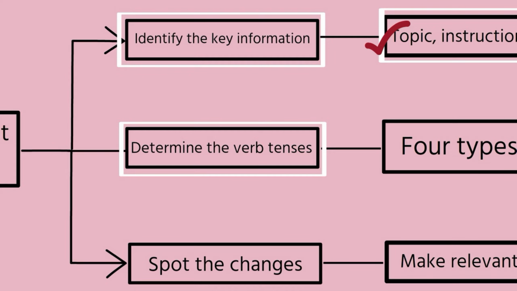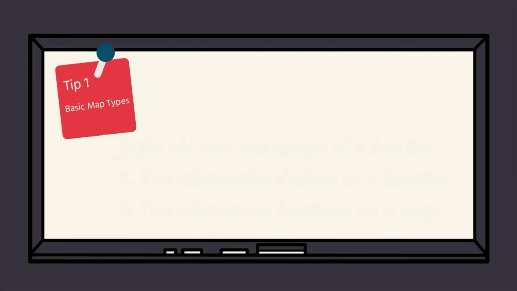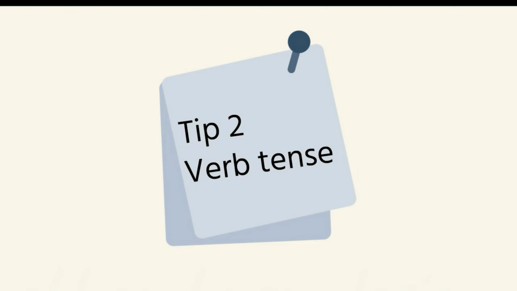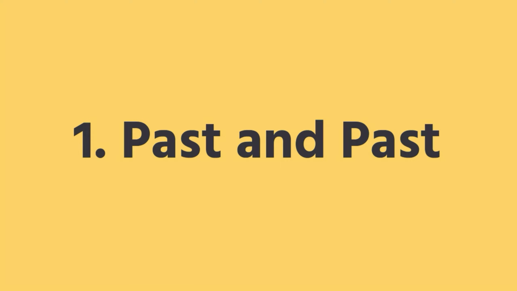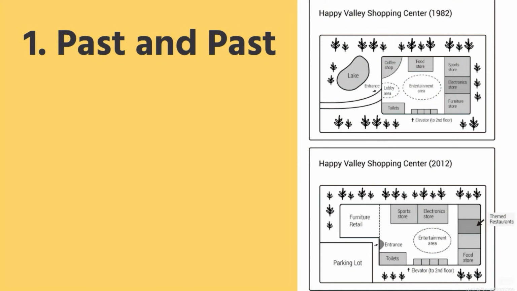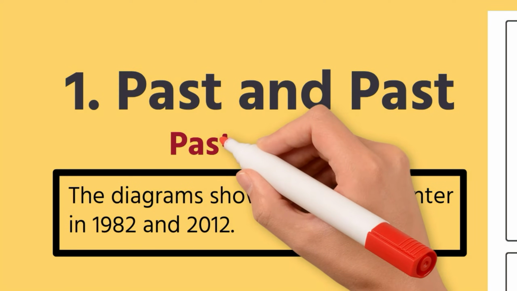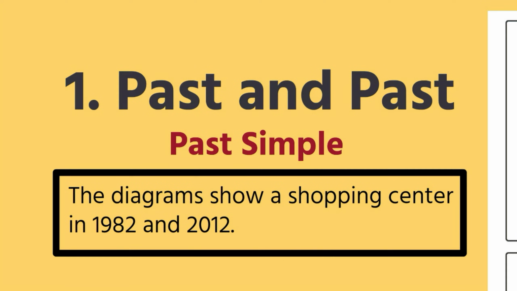A quick guide to choosing the right verb tense. For 2 designs of different times, there are several kinds of time sets. First, past and past. It means 2 diagrams, both of past time. Look at this practice test. The diagram shows a shopping center in 1982 and 2012. Both diagrams are showing information of the past. So, we can use past simple for both diagrams.